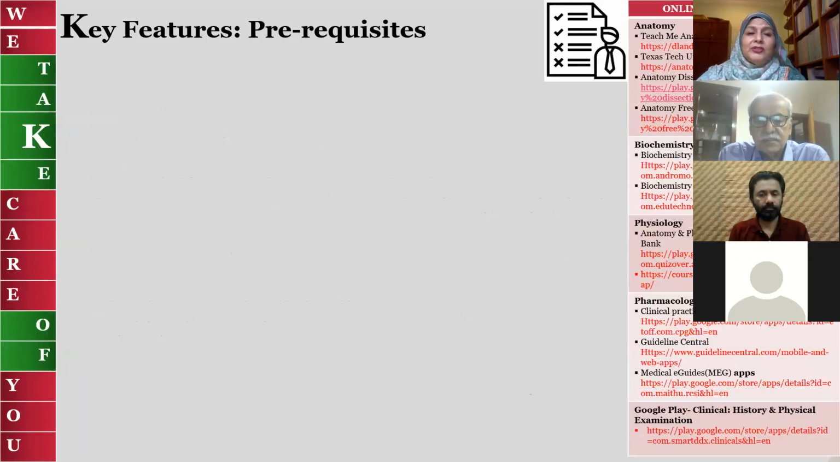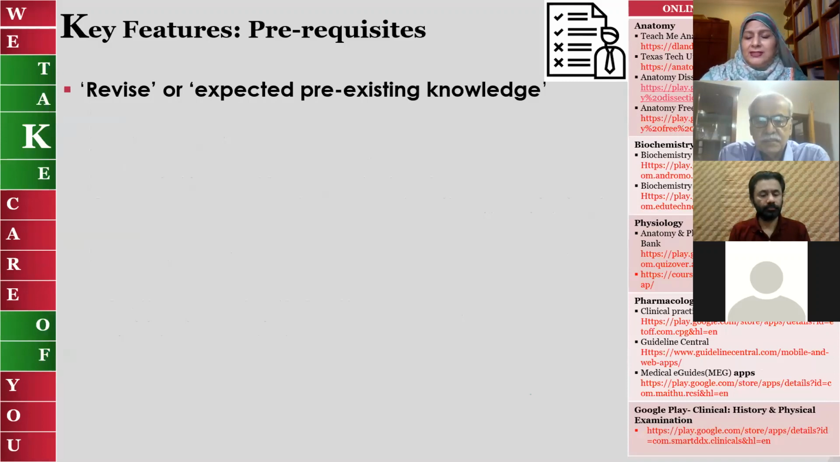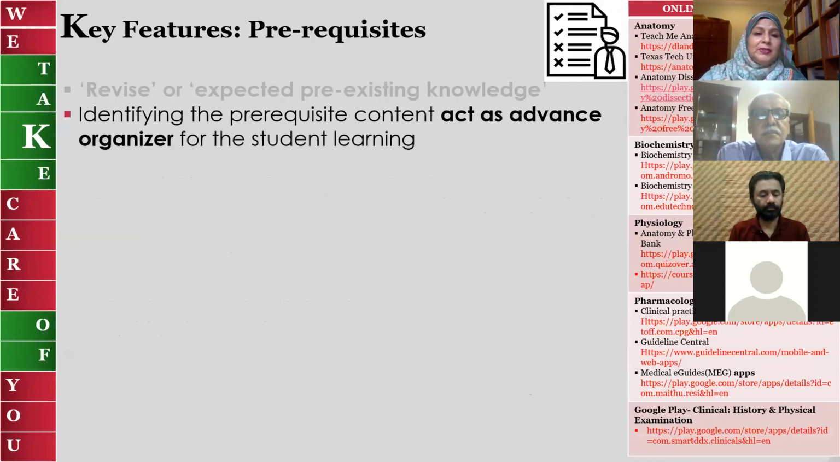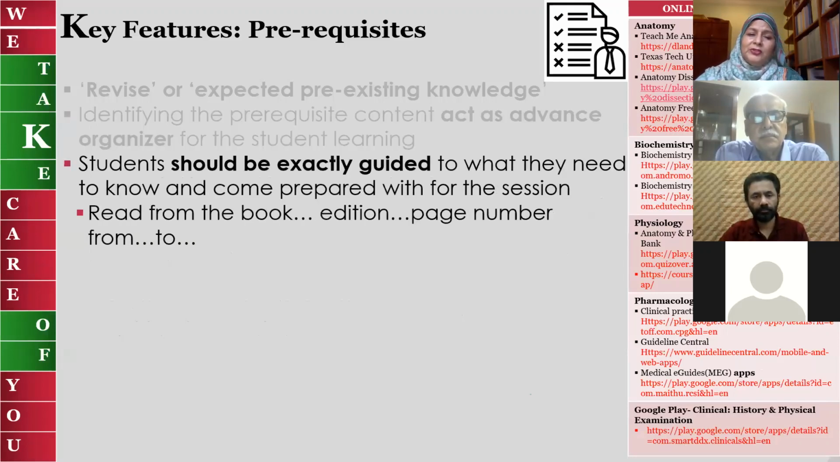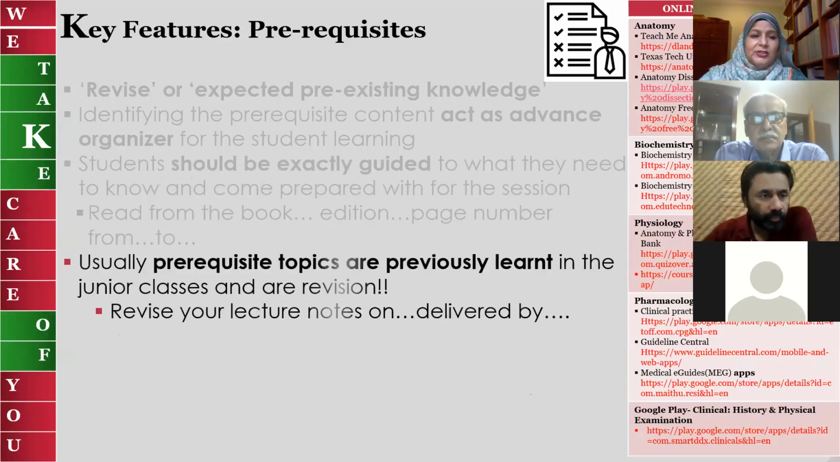The prerequisite of the topic acts as an advanced organizer. So students should be told, before coming to that session, what the prerequisite is that they should read about, what knowledge they should have. They should be exactly guided on what they need to know to come prepared for the session.